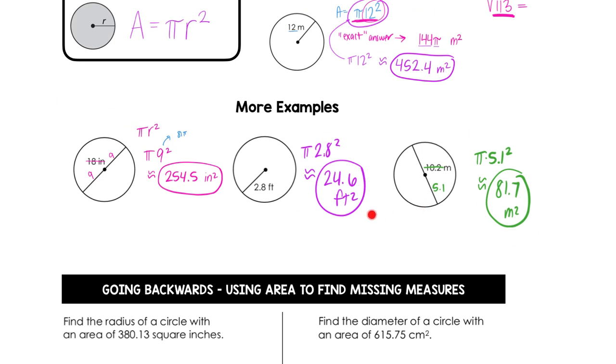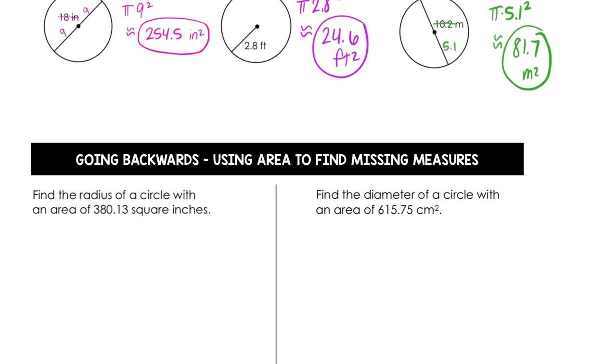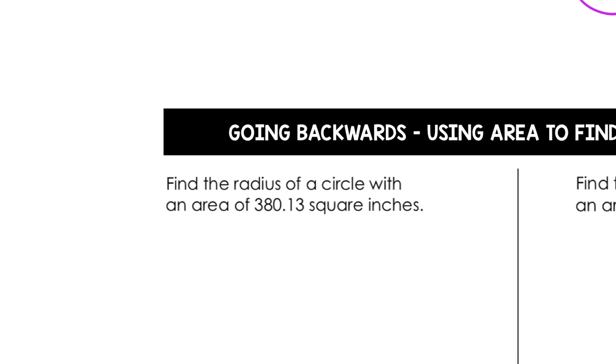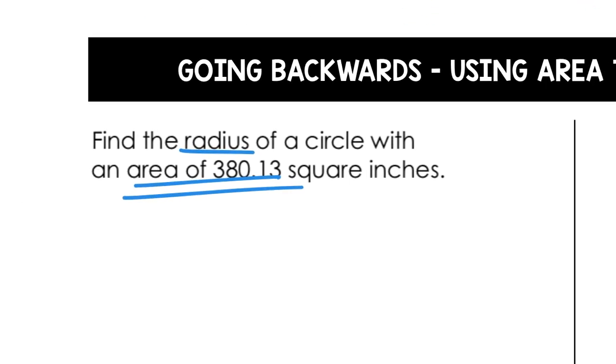Okay, so that's kind of the basics. This is stuff that you should have done before. Now we're going to use the area formula to go backwards and find a missing measure. So we did this the other day too when we worked with the area formulas for basic shapes. So let's go ahead and read through this first example. It says, find the radius of a circle that has an area of 380.13.